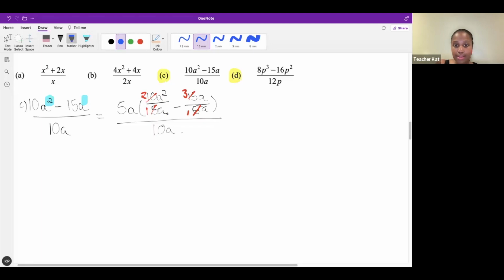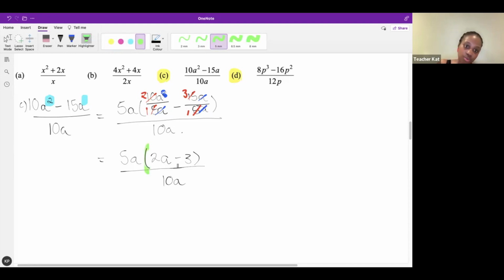Now let's look at the a's. I have 2 a's at the top, 1 at the bottom. Are there any a's left at the top? There's only 1 a left at the top because one of these a's will cancel out with one of those. But here I only have 1 a, 1 a. So what happens to those a's for my second term? A divided by a, they cancel out. They're gone. Now let's write what's left in this bracket. 5a, open bracket, 2a minus 3, divided by 10a.